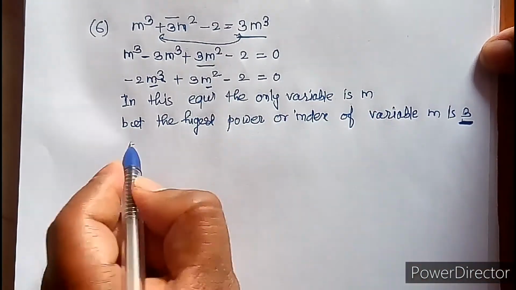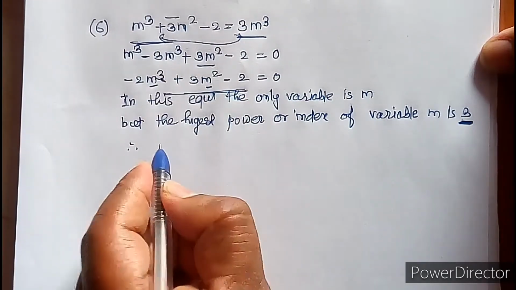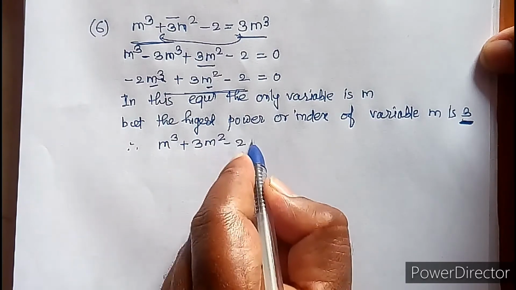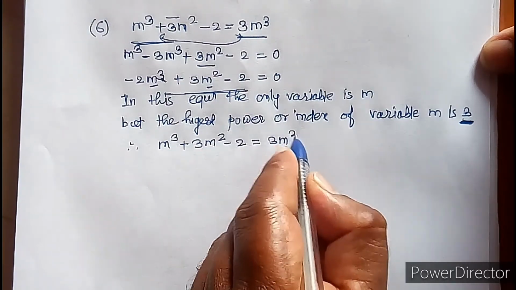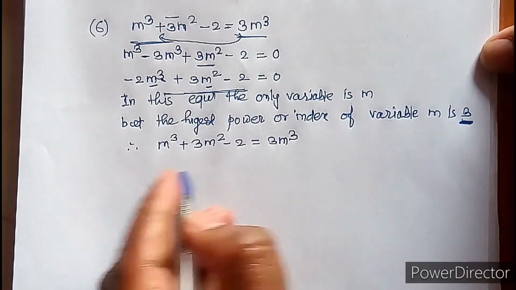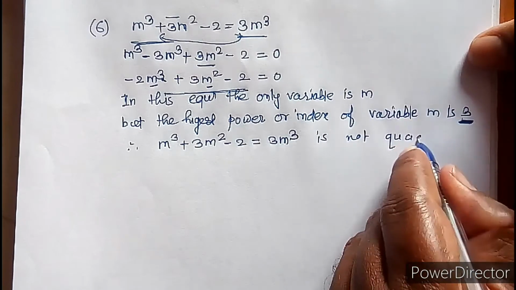Here comes 3, therefore this equation, that is m cube plus 3m square minus 2 equals to 3m cube, is not a quadratic equation, because the highest power is 3.